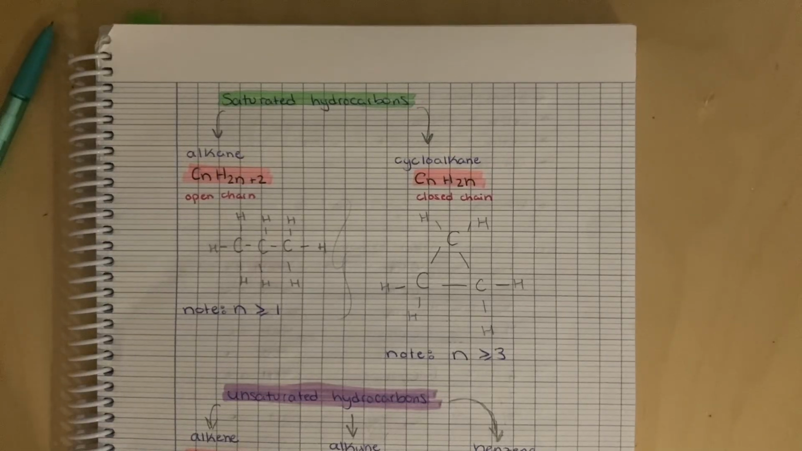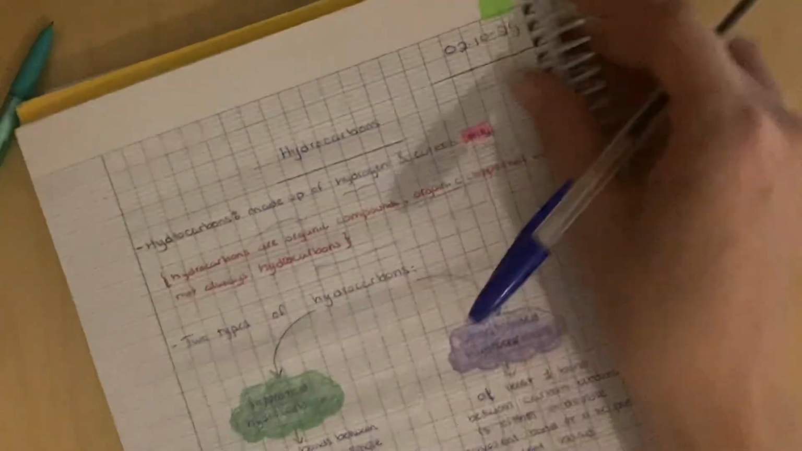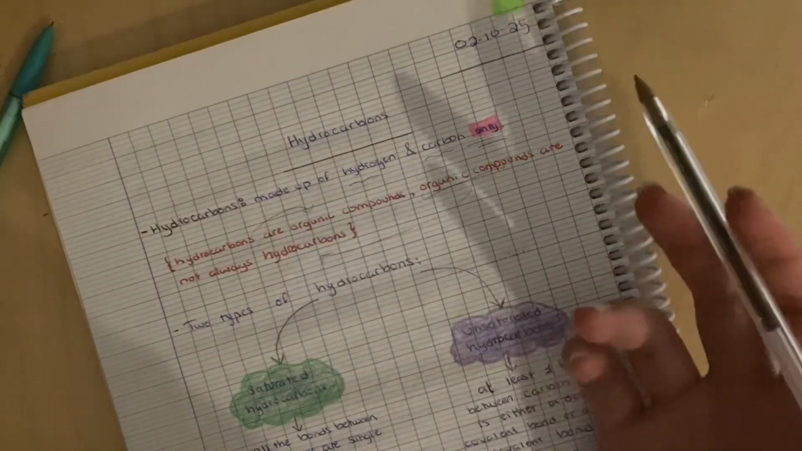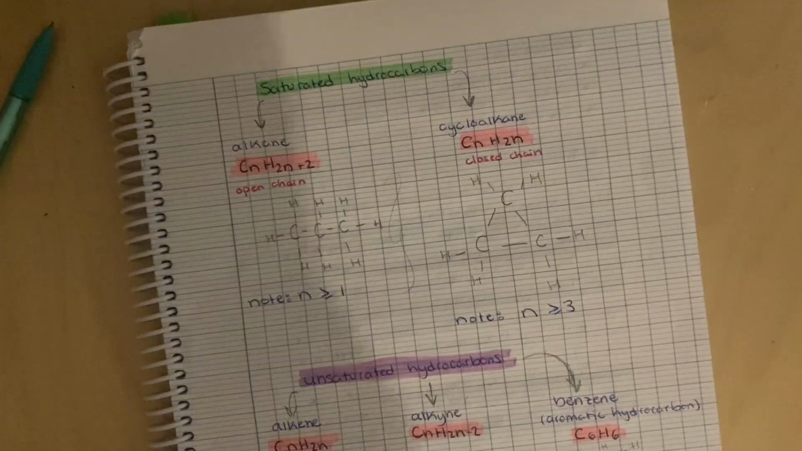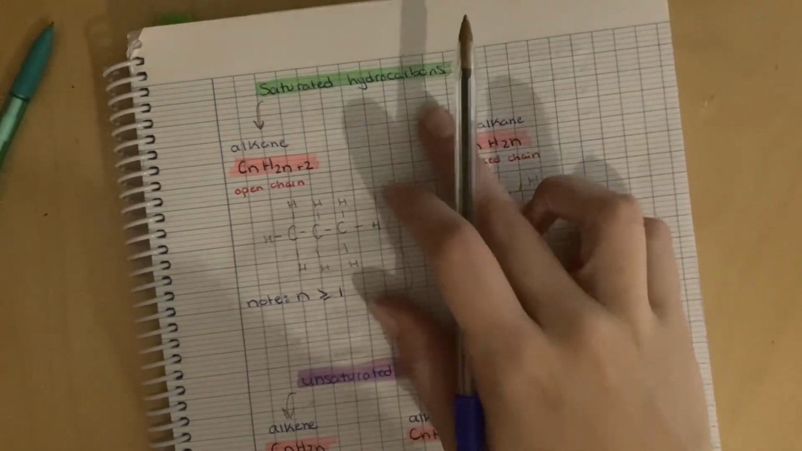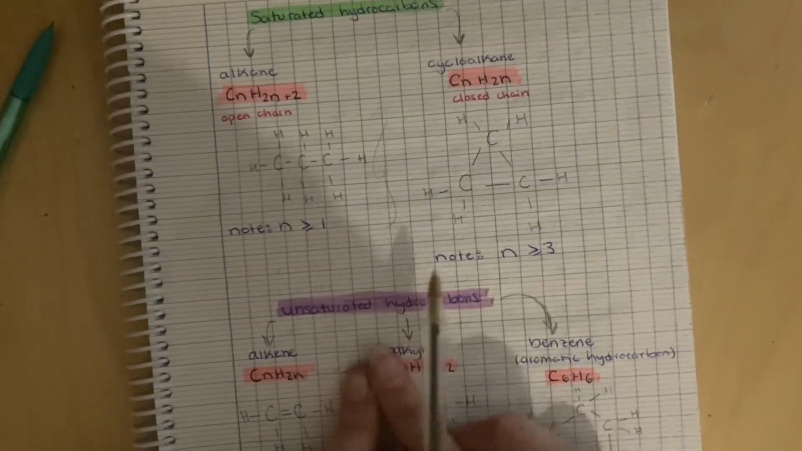Hello and welcome back. Today we're going to be talking organic chemistry, or specifically hydrocarbons. Now, one thing to note is that hydrocarbons are made up of hydrogen and carbon only. There are no other elements in them. There are two main types of hydrocarbons, which are saturated hydrocarbons and unsaturated hydrocarbons.